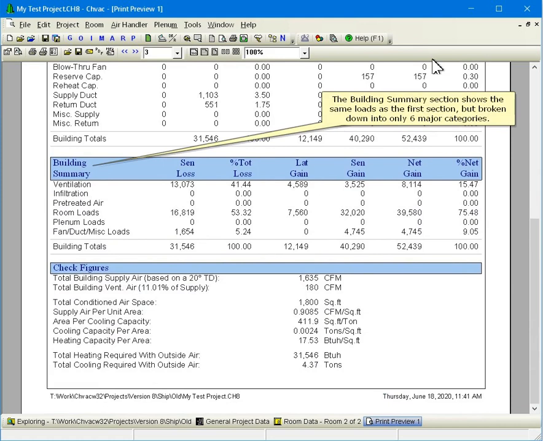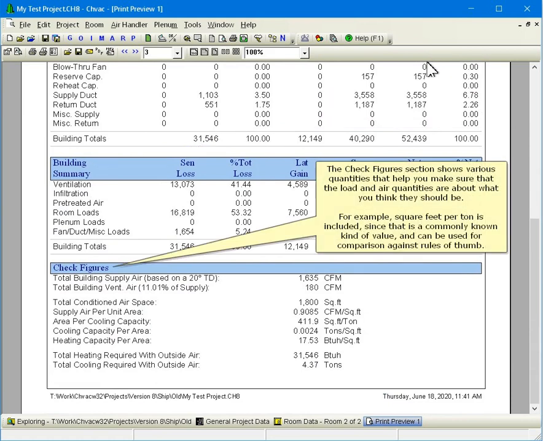The Building Summary section shows the same loads as the first section, but broken down into only 6 major categories. The Check Figures section shows various quantities that help you make sure that the load and air quantities are about what you think they should be. For example, square feet per ton is included, since that is a commonly known kind of value and can be used for comparison against rules of thumb.